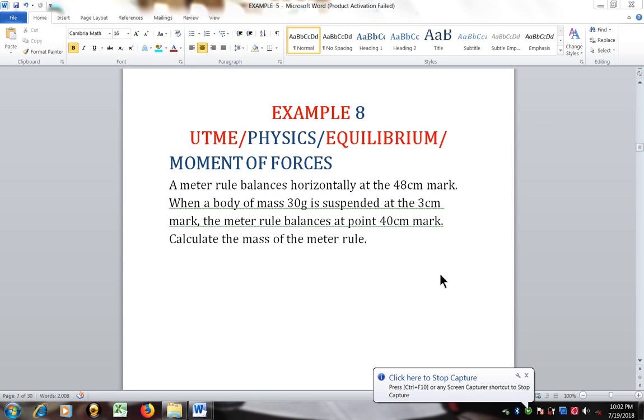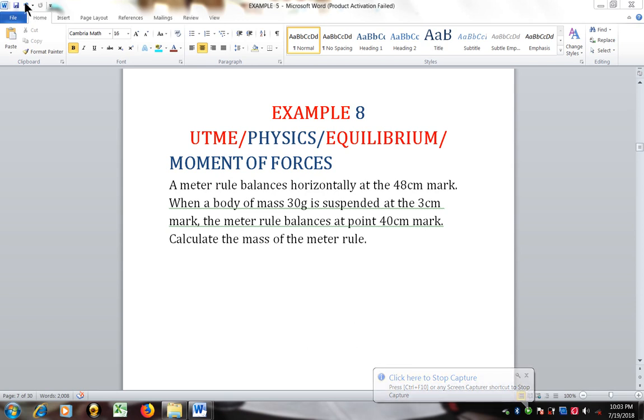A meter rule balances horizontally at the 48 centimeter mark. When a body of mass 30 gram is suspended at the 3 cm mark, the meter rule balances at the 40 cm mark. Calculate the mass of the meter rule.